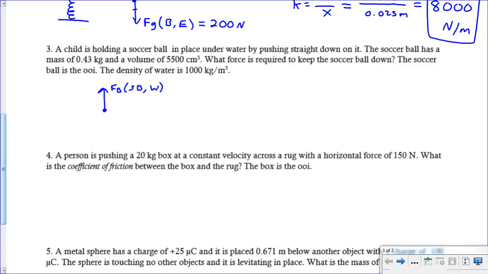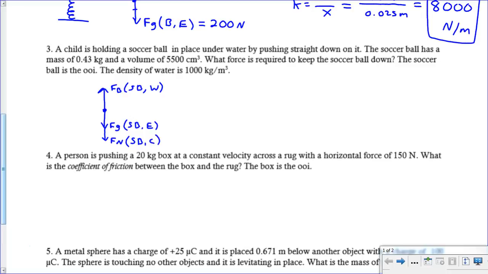All right. Of course, we have gravity on this one, because gravity's on pretty much all of them. Fg on the soccer ball by the Earth. And then, additionally, we've got this child pushing down on the soccer ball. When you're pushing on something with your hands, it's a normal force. So normal force on the soccer ball coming from the child. The question is, how big is this force going down? So we have to figure that out.